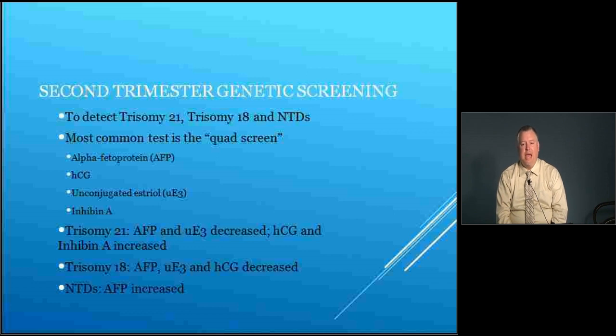In trisomy 18, we'll have a decreased level of AFP, unconjugated estriol, and HCG. And if the AFP level is increased, that's an indicator of neural tube defects. And so what they'll typically do is these patients will then, the mom will be offered to have an amniocentesis done to help confirm any diagnosis.